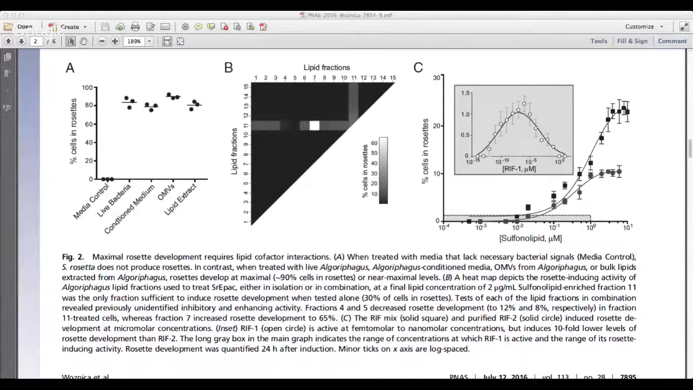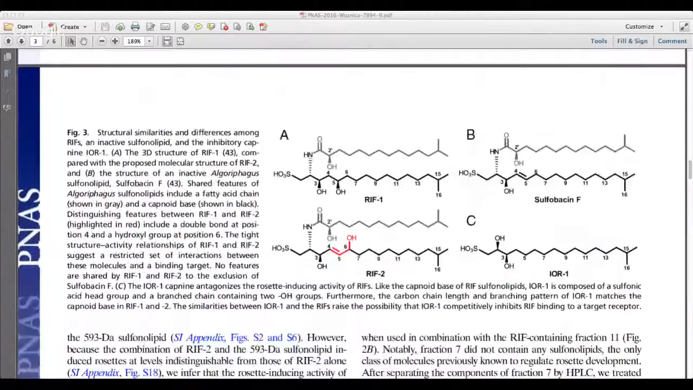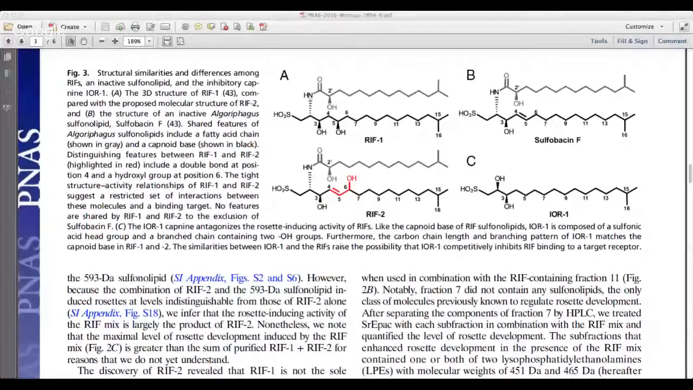So then they said, all right, so let's try to figure out what's going on. I think they started by trying to figure out what's going on with the inhibition. And so here is where somebody who has a better grip on chemistry than my brain does right now can help me answer a question: RIF1 and RIF2, both those chains are part of the same molecule, yes? Yes, they are. Okay. So you have the inhibitory compound, which is this IOR1, is missing that fatty acid, is that correct? Yeah, the amide linked chain at the top is not part of IOR1.